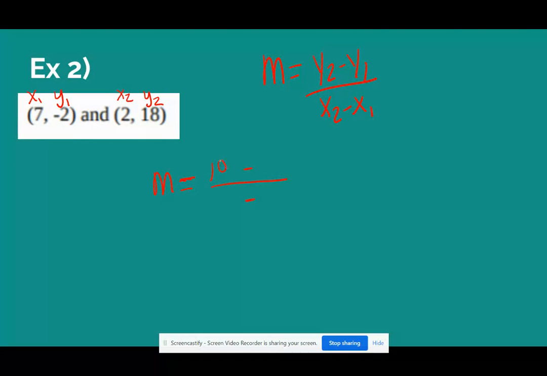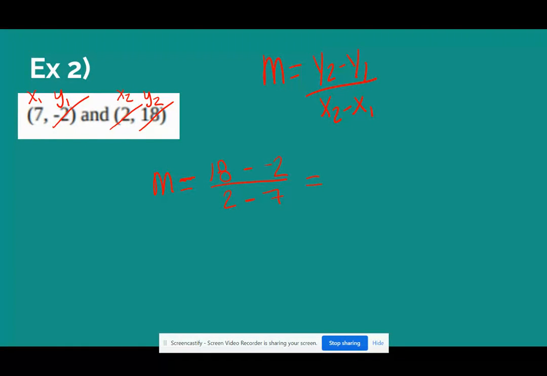y2 is 18, so 18 goes first, cross it out. 18 minus a negative 2, so I'm just going to put negative 2 right here. Cross it out, that's my numerator. My denominator is x2 minus x1, so 2 minus 7. And then we just do the math.